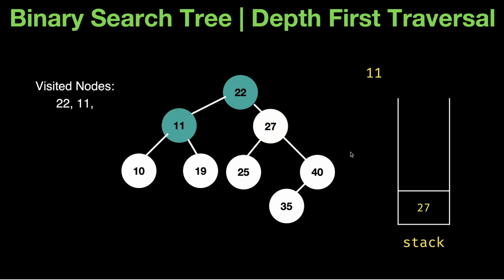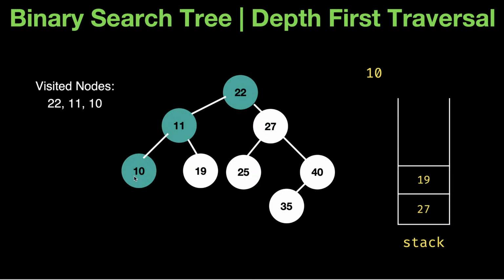Now I will pop another value from the stack. That means in this case 11 gets popped out. I will visit that node, so it comes under the visited nodes, and then I will insert its left child as well as right child into the stack again. That means 19 and 10 are inserted into the stack. So now we pop our stack again. In that case, we take out 10. We will visit 10, so it is marked with green color.